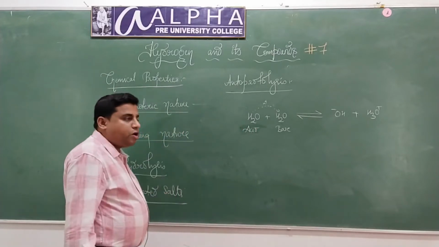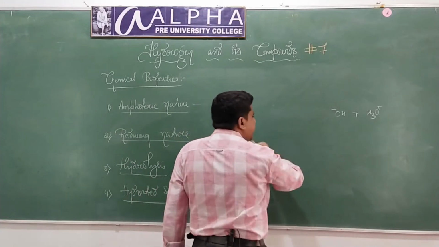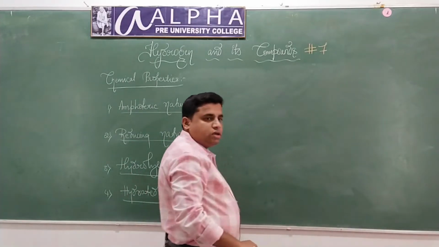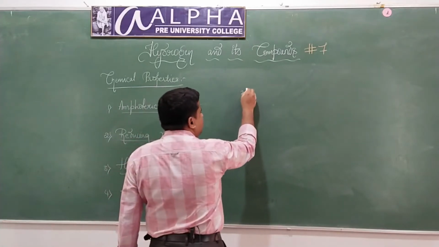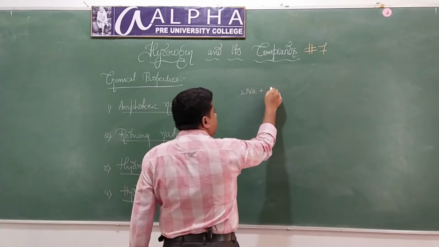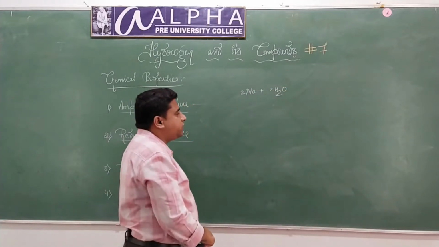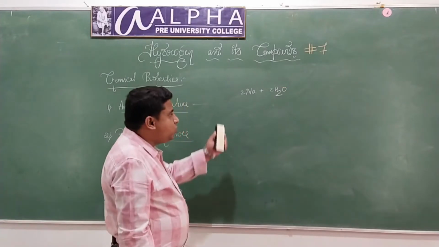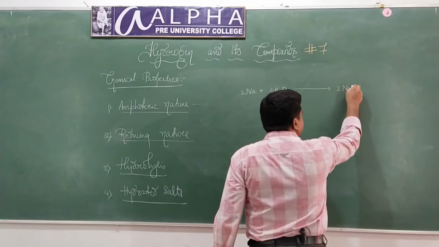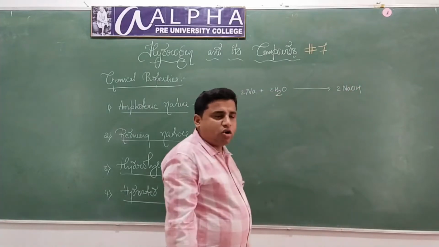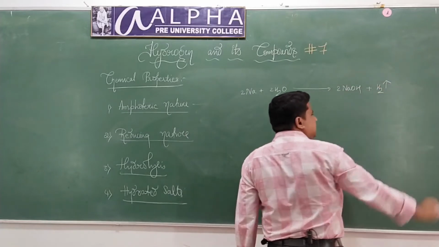Now let us talk about the reducing nature of water. Let us consider two different reactions. What happens when sodium is dissolved in water? Any idea? When sodium is dissolved in water, it will form sodium hydroxide, and hydrogen gas will be liberated.